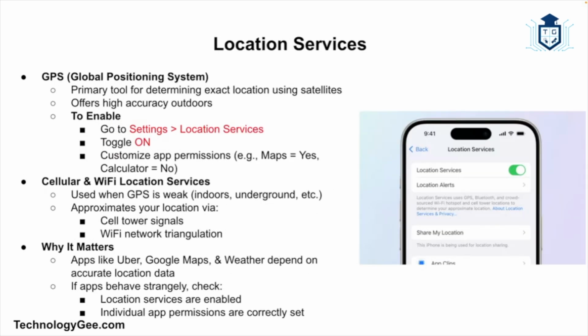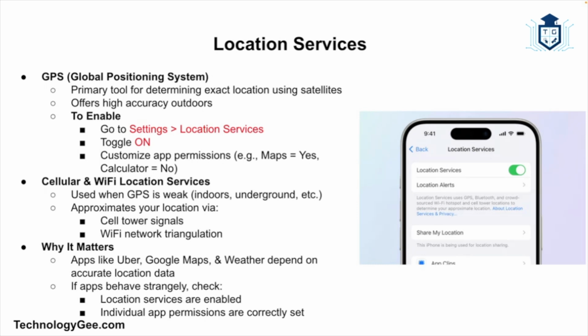All right, so let's move on to talk about location services. So, modern mobile devices, they rely on location services for navigation, weather updates, fitness tracking, and much more. And the first one we're going to talk about is GPS, or the Global Positioning System. This is the main tool that your phone uses to know where you are with satellite level accuracy.